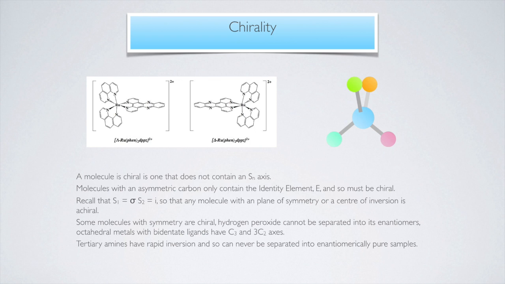So I hope that's been useful as an introduction to symmetry. What we'd like you to do now is go through the problem sheet and see if you can work out the symmetry of some of the molecules. Thank you.